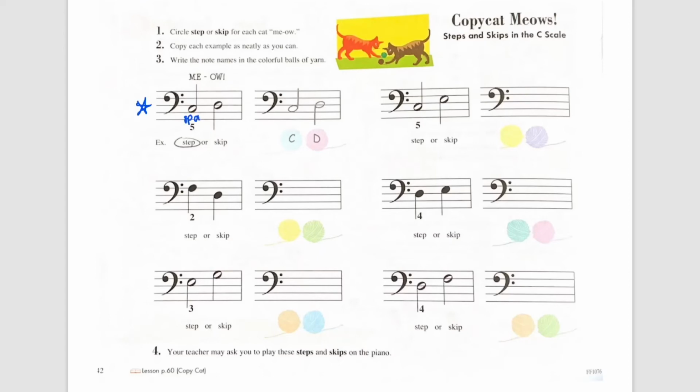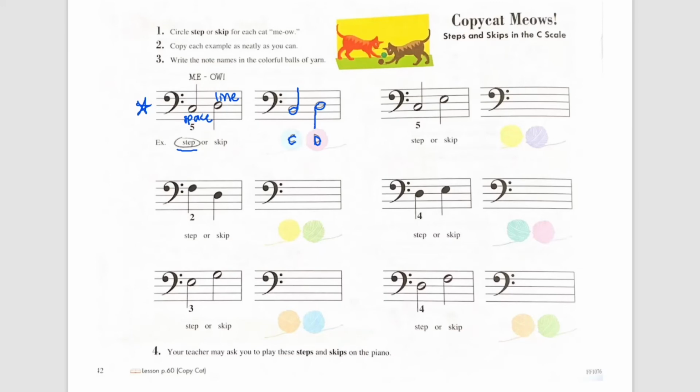So I see a space to a line. That is a step. So I will go ahead and circle step. Now I'm going to copy the interval that they wrote on the left into the staff on the right. When you draw notes, first you draw the note head, then you draw the stem. And finally, I'll write the two letter names, C and D.